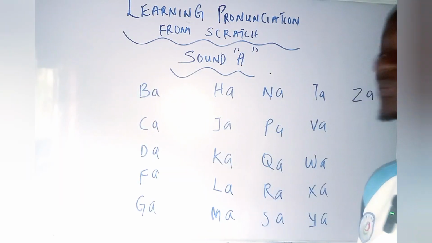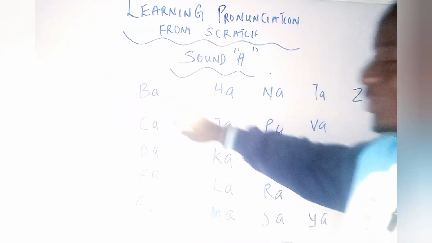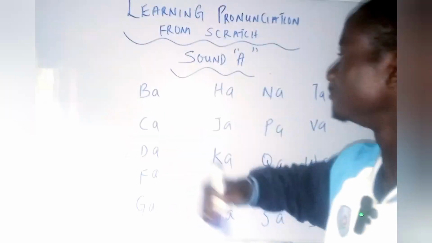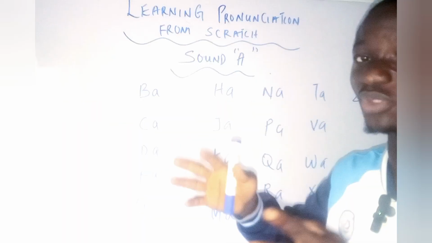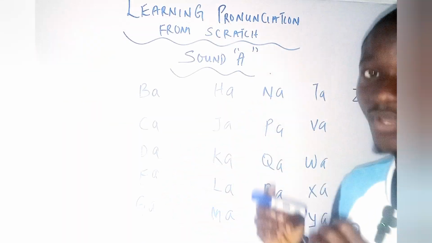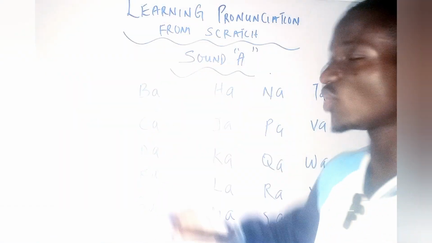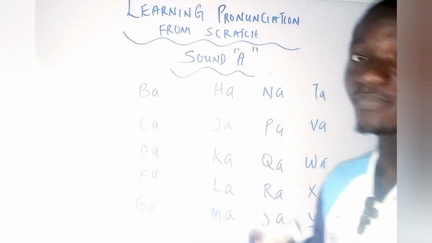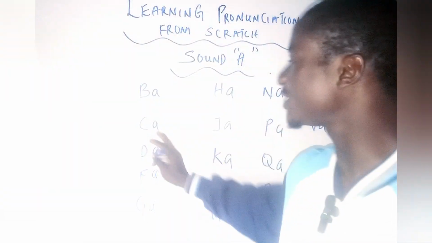A is A generally. Now we are asked to pronounce, because this one is B, this one is A. When you pronounce both of them, B plus A is going to give us Ba. So BA is what? Ba. We move to the second one.